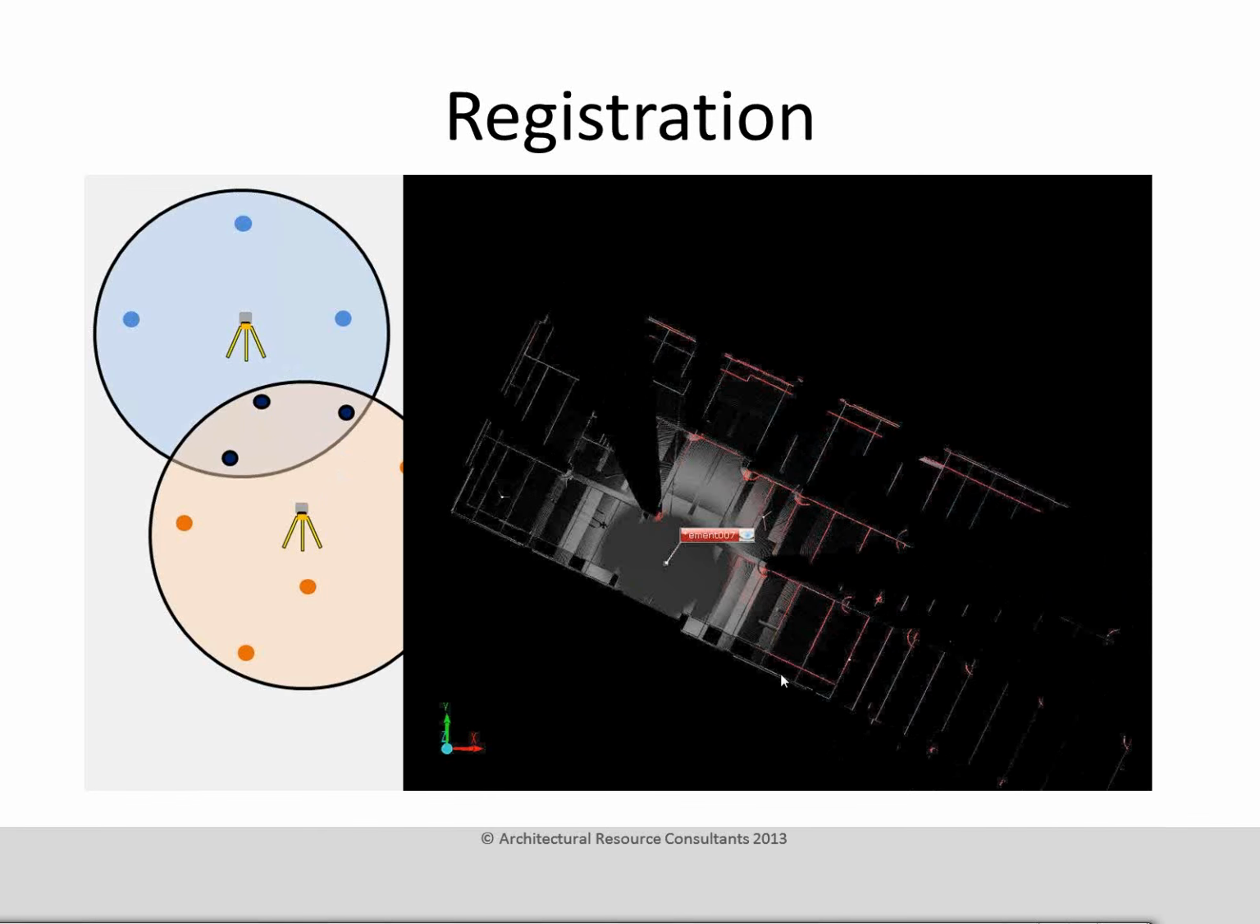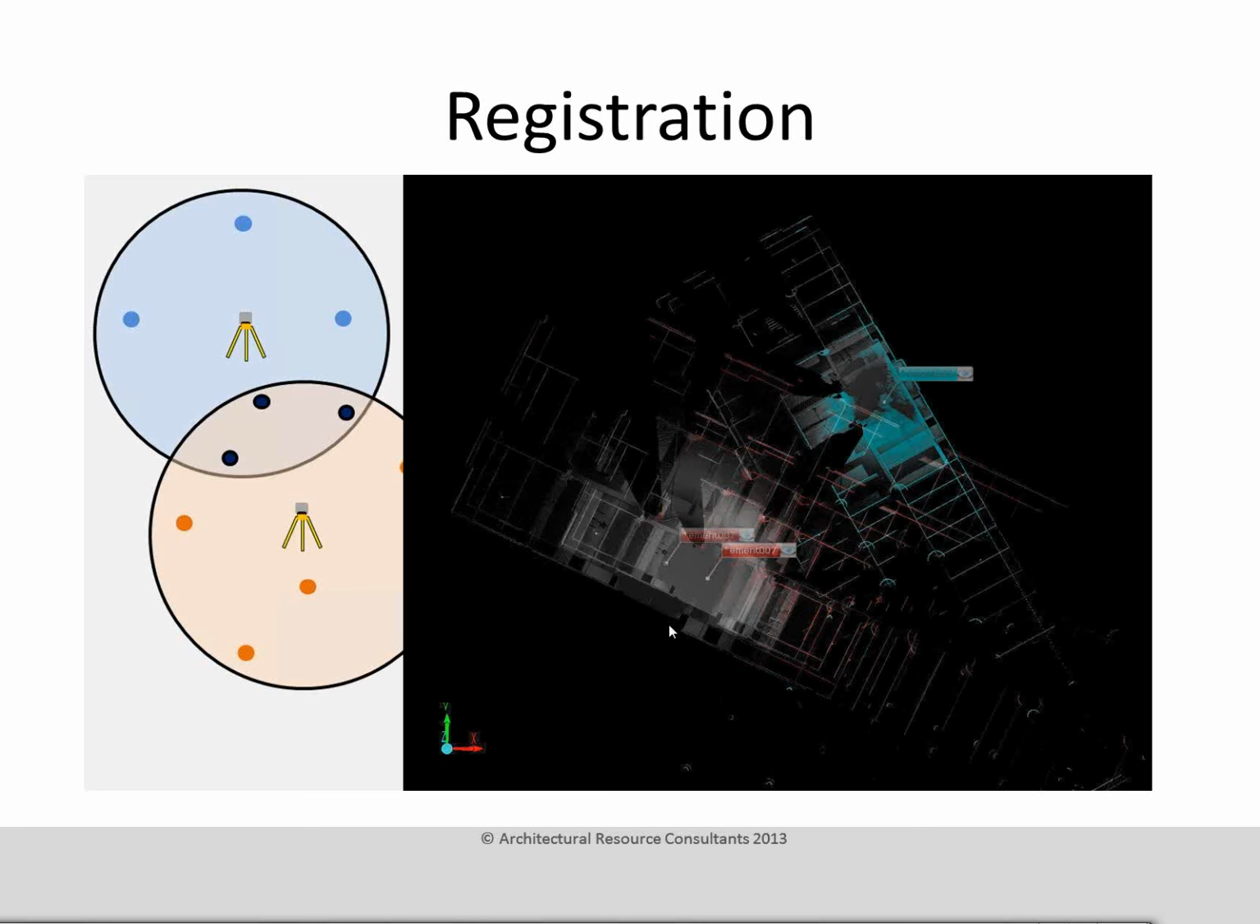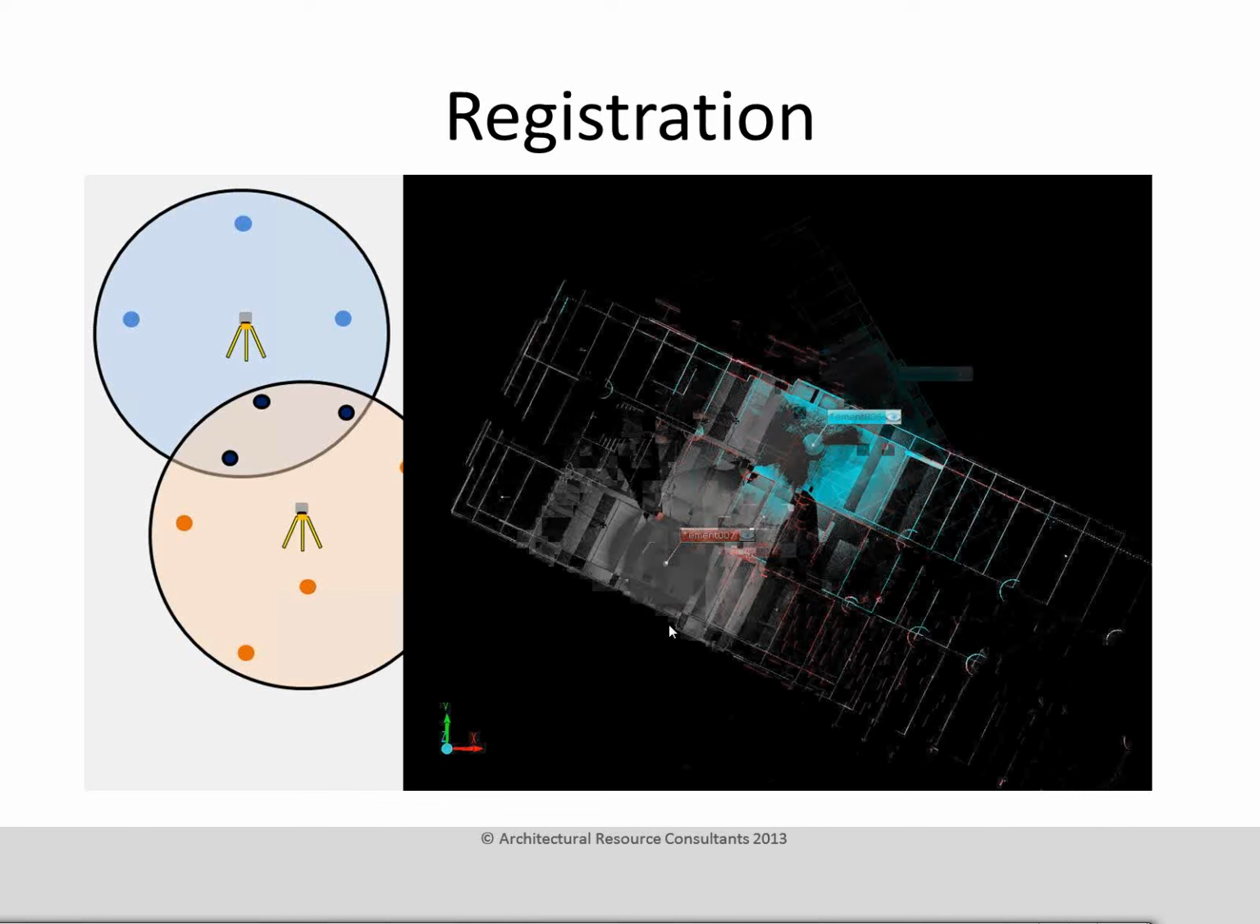Here's our orange scan, so we're on the other side of those columns now, and we're capturing the data that the blue scan didn't capture. But both of these scans are not positioned in relation to each other, and that's what registration does. It basically takes these 2 scans and stitches them together in proper relationship to each other. And then you basically repeat the process through the rest of the area that you're interested in.